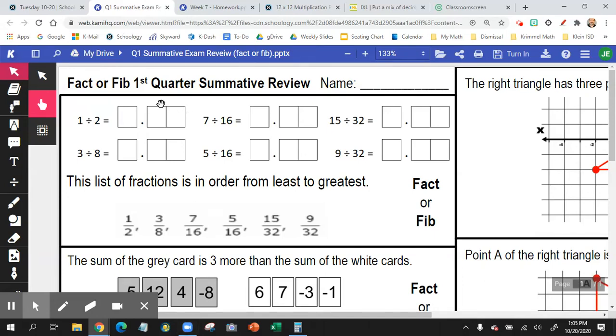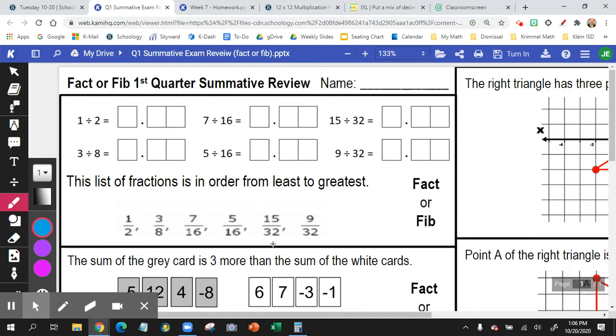Hey guys, we're going to take a look at the first quarter summative review. We're getting ready for our QSE, our quarter summative exams. The first one, we're looking at fractions 1/2, 3/8, 7/16, 5/16. We are looking to see which one of these is in order from least to greatest, so we need the least on the left and the greatest on the right.